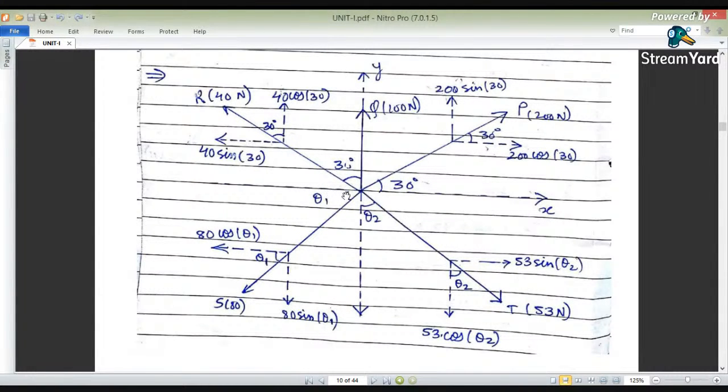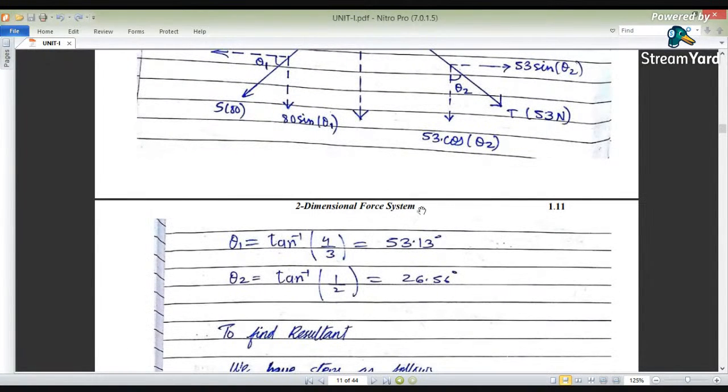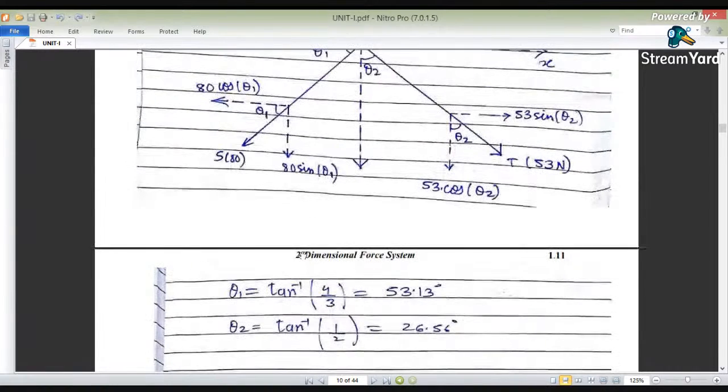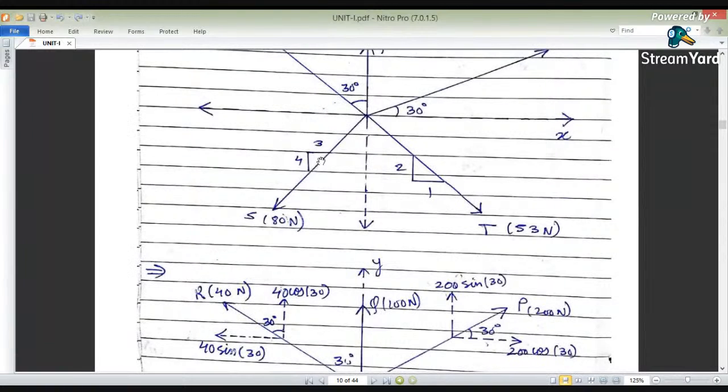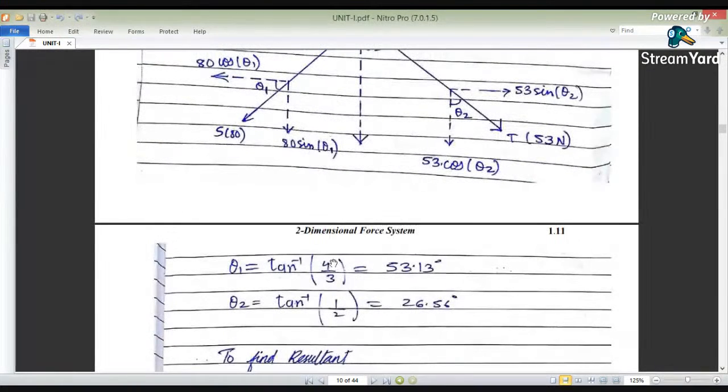For this case it is making theta. For theta 1 it has been making with horizontal, therefore this horizontal will be cos theta and vertical will be sin theta. Again, this it has been making with vertical, that means vertical will be cos theta and horizontal will be sin theta. Theta 1, how to find out? Theta 1 is opposite upon adjacent. If we have this angle theta here, opposite is 4 and adjacent is 3. So here we have taken opposite as 4 and adjacent as 3 for theta 1, and same way opposite upon adjacent for theta 2, that is tan inverse of 1 by 2.